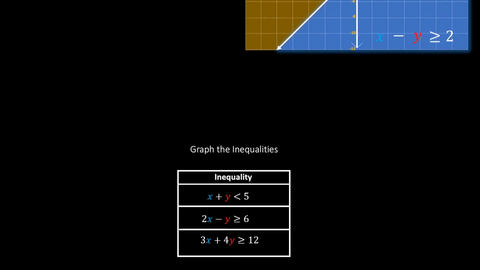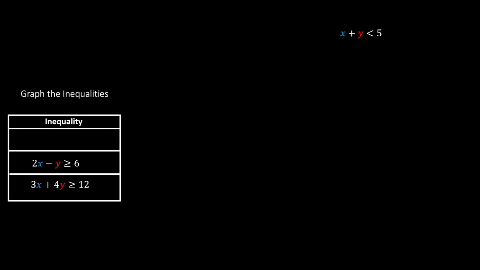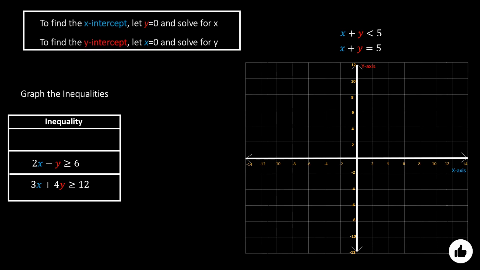Let's do some examples. Let's graph the inequality x plus y is less than 5. So the first thing is to replace the inequality sign with an equal sign. Now, to graph a line, we only need to know 2 points. Using our understanding of x and y intercepts, we can see that when x is equal to 0, y is 5, and when y is 0, x is 5. So with these 2 points, we can graph a dashed line.